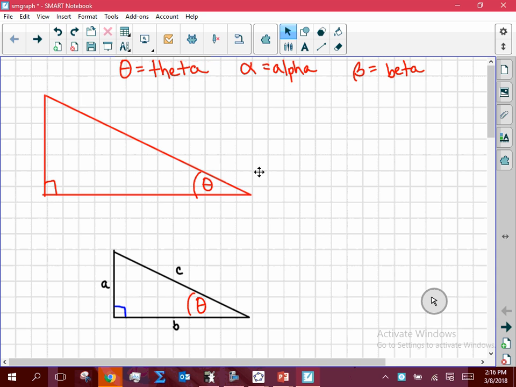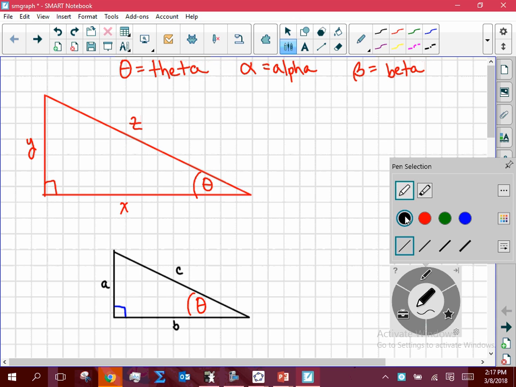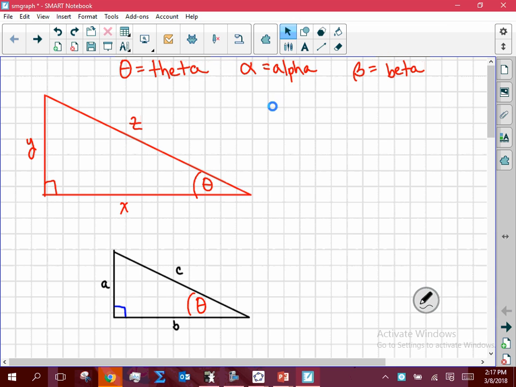If these two triangles are similar, I'm going to call these parts of the triangle up here Y, X, and Z. Because these two triangles are similar, would you agree that we could write a couple proportions here? We could write Y.